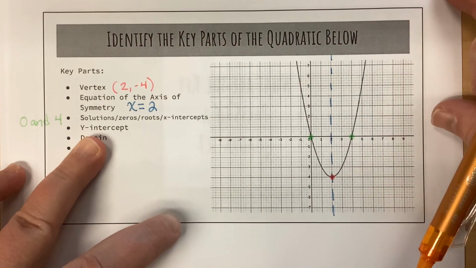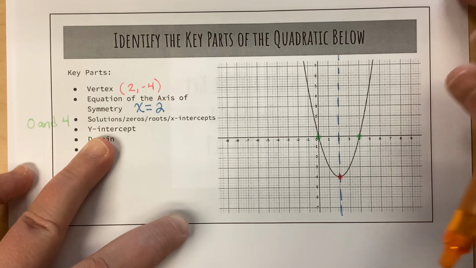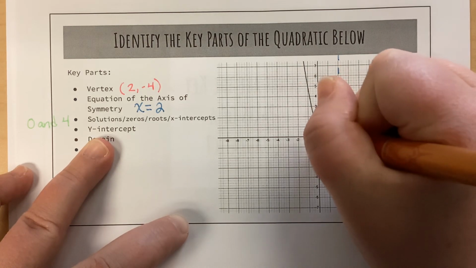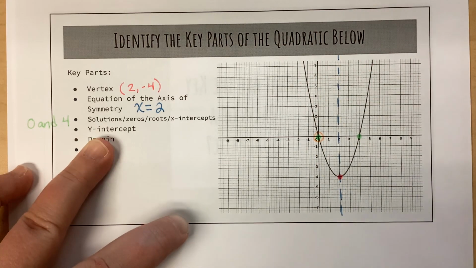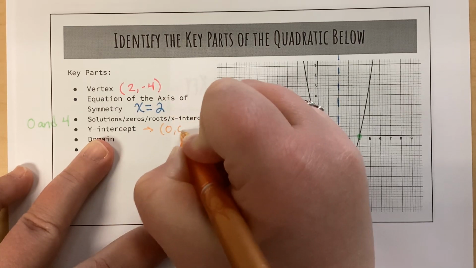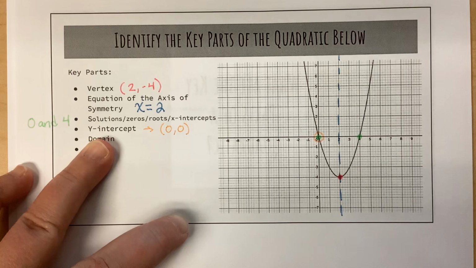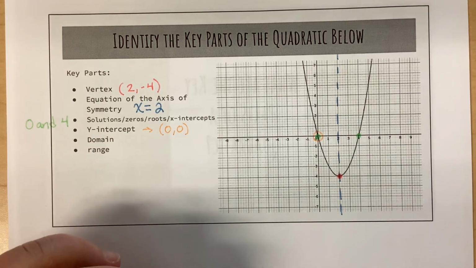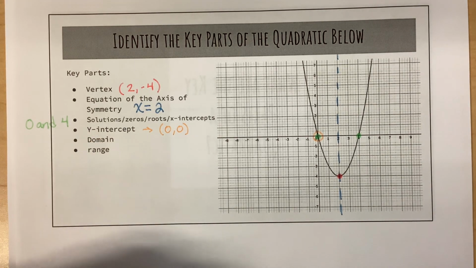All right, the y-intercept is exactly as it sounds. It's the place where the graph touches the y-axis, which happens to be one of our solutions here. So the y-intercept is at 0, 0, in this case. All right, domain and range is something we haven't talked about in a while.